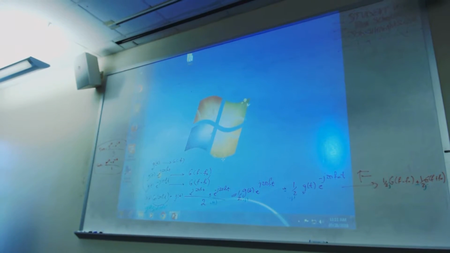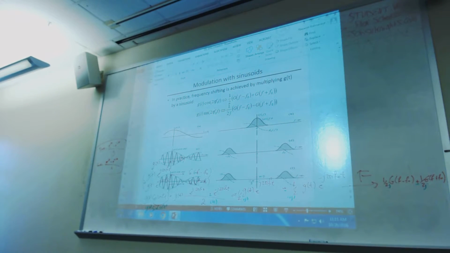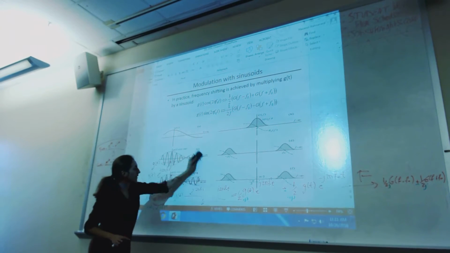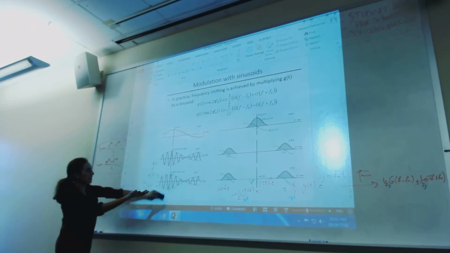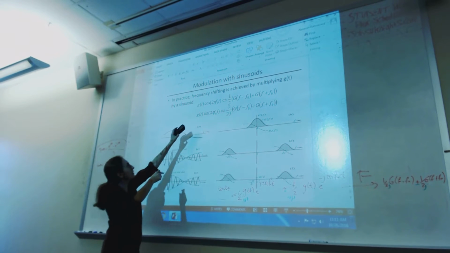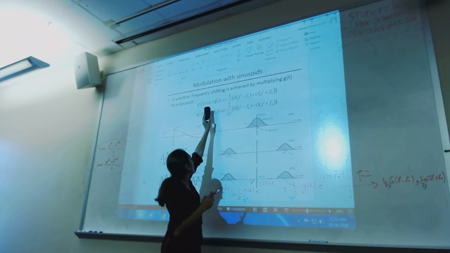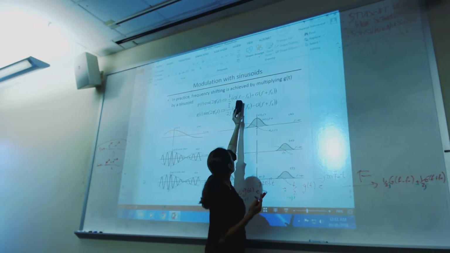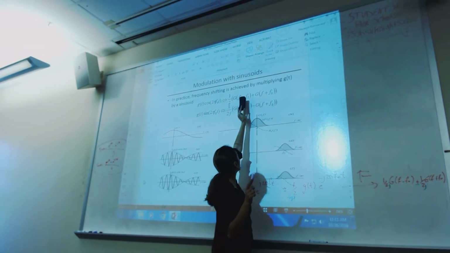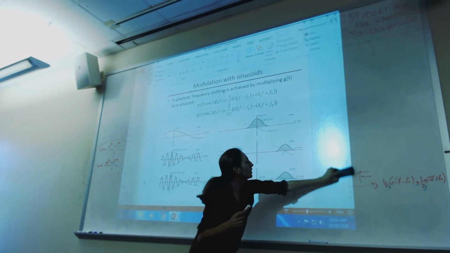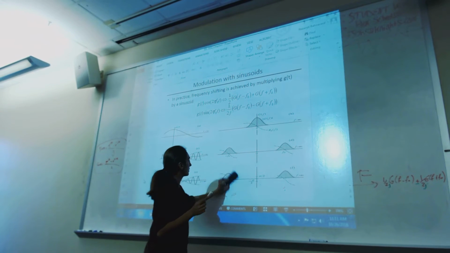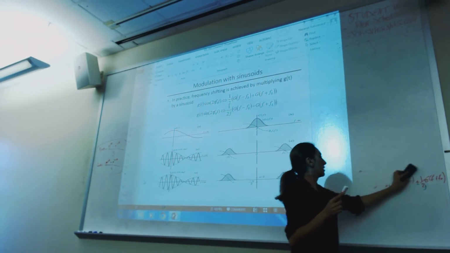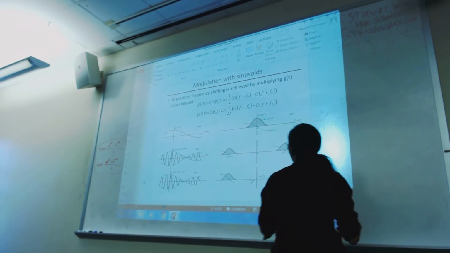Does g of t have to be periodic, or can it just be anything? No. Okay, so let me clear that. And again, this is the very simple formula that you just saw: multiplying a signal by cosine shifts the Fourier transform to the left and right by the amount of f naught divided by 2. Very nice, a simple thing, right?